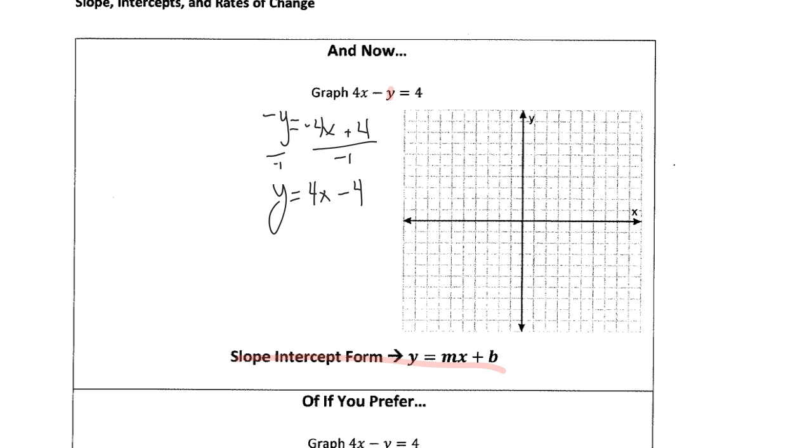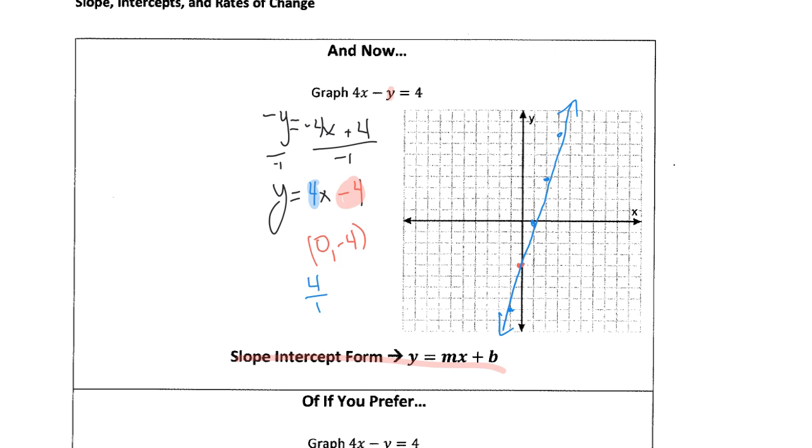Okay, and then remember we find our slope and our y-intercept. So our slope is 4 and our y-intercept is 0, negative 4. And our slope is 4 over 1. All right, so let's graph our y-intercept at 0, negative 4. And our slope is 4 over 1. So we go up 4 over 1, up 4 over 1, down 4 over 1. And then we graph that line.